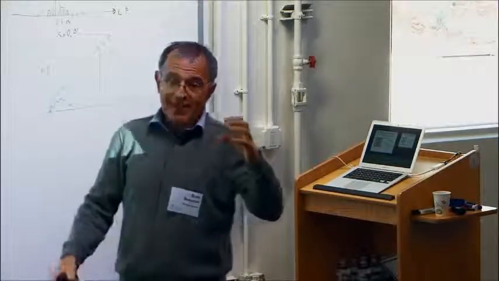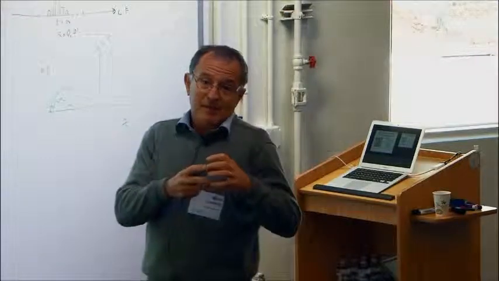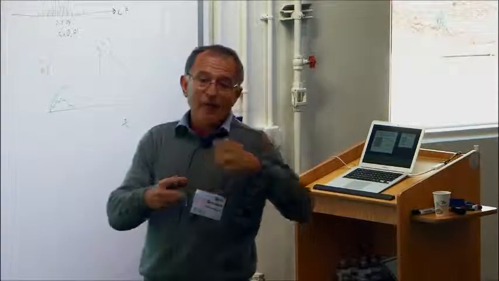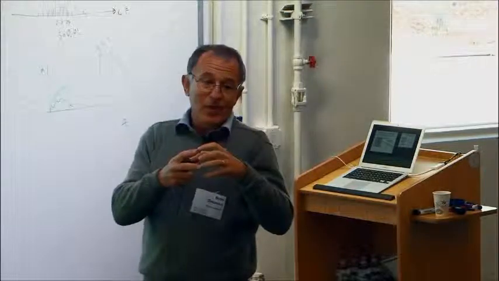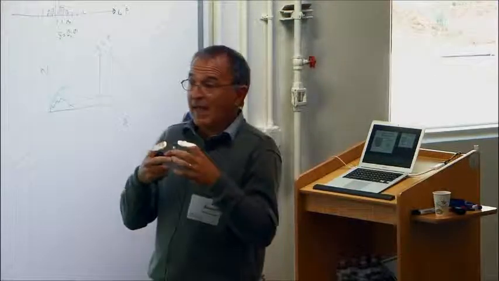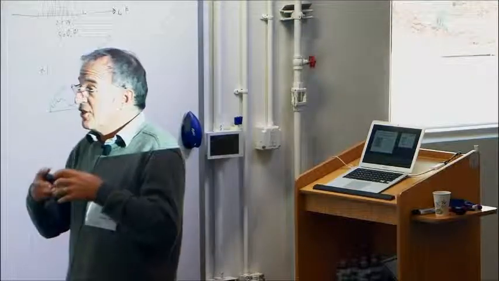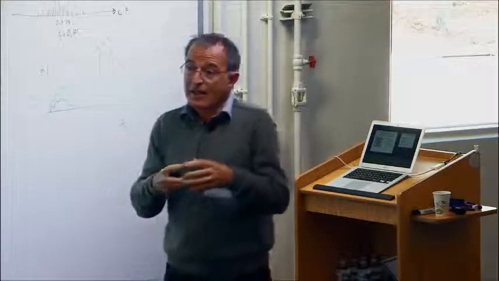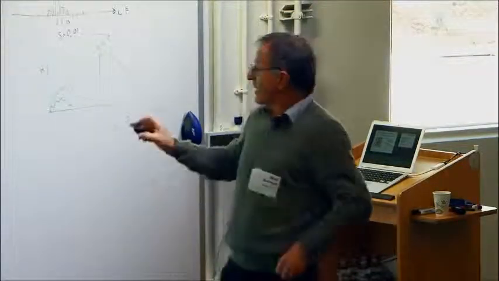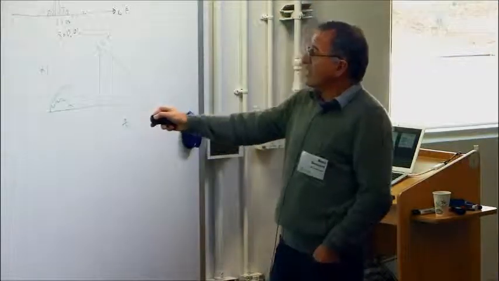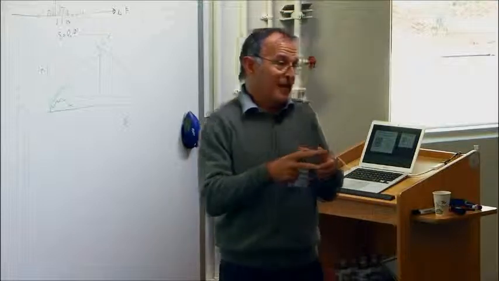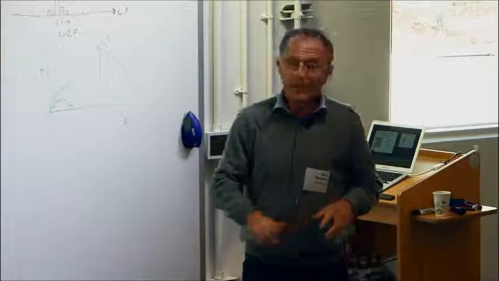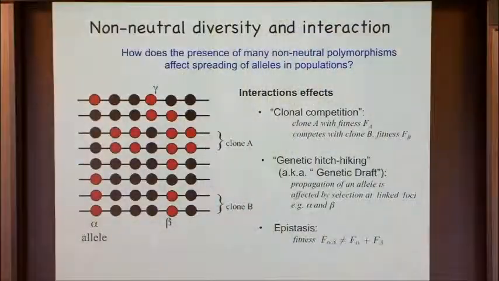So sometimes a good background will help the spreading of the allele, bad background will hurt the spreading of the allele, and in fact, in a genetically diverse population, the effect of the so-called genetic draft dominates the stochastic effect of drift. So that's another kind of interaction we want to talk about.